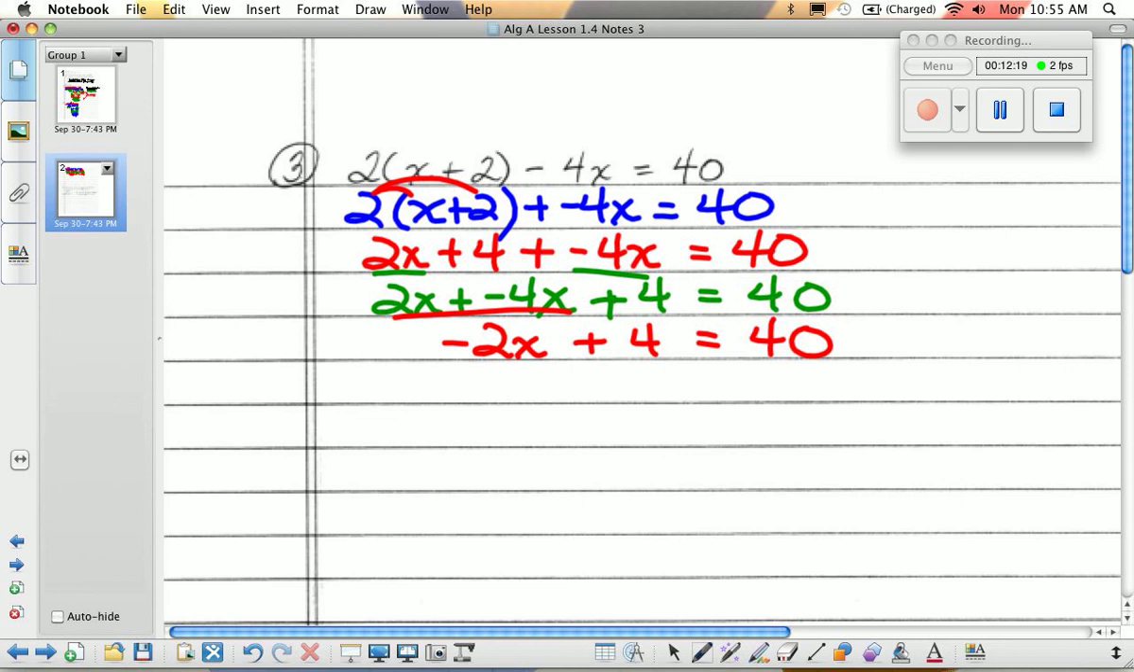So what's going to be our first move? Divide by negative 2 on both sides? We get rid of the addition or subtraction first. So negative 2x equals 40 take away 4. What's that? 36.